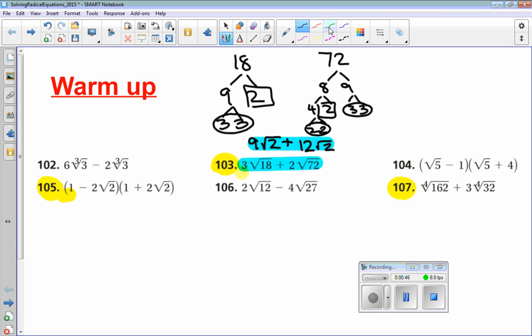Now can I add them? Yeah, I can actually add them now because what's underneath the radical is the same, so it stays the same. And what do I do with the numbers in the front? I add them. This was a problem that was very similar to one on your quiz last class.